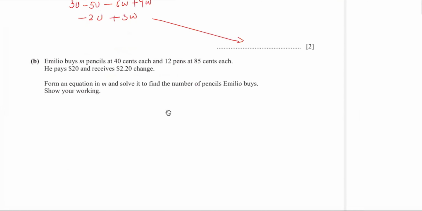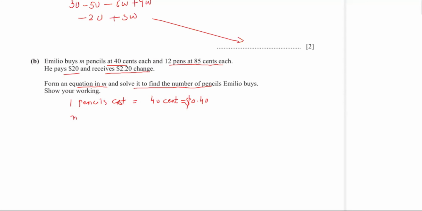Part B, Emilio buys M pencils at 40 cents each and 12 pencils at 85 cents each. He pays $20 and receives $2.20 change. Form an equation in M, and solve to find the number of pencils Emilio buys. Show your work. Now you see here the total amount he paid for the pens and pencils. Now the one pencil cost is 40 cents, and we convert into dollars, that's equal to $0.40.